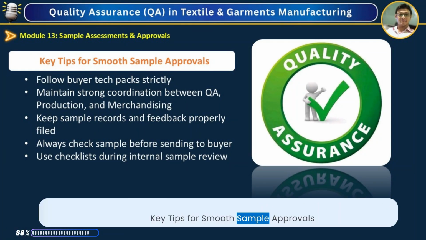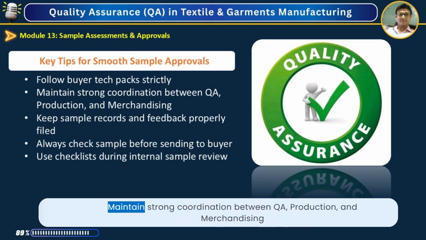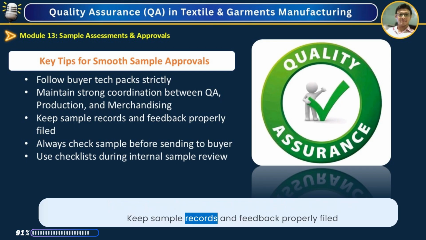Key tips for smooth sample approvals. Follow buyer tech packs strictly. Maintain strong coordination between QA, production, and merchandising. Keep sample records and feedback properly filed. Always check samples before sending to buyer. Use checklists during internal sample review.